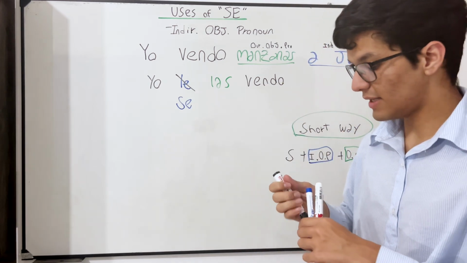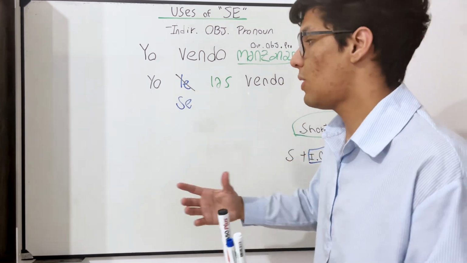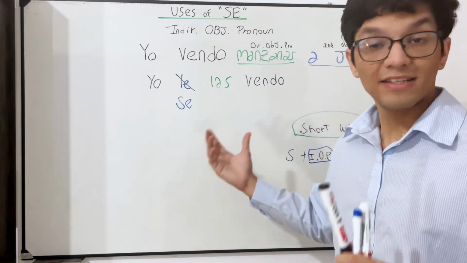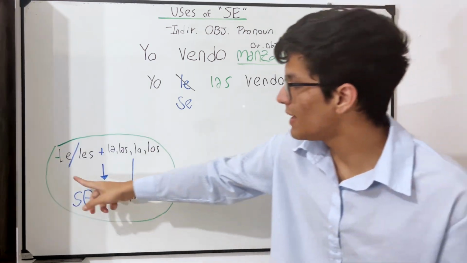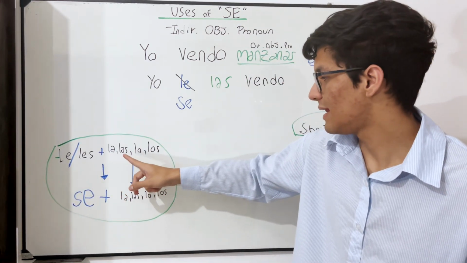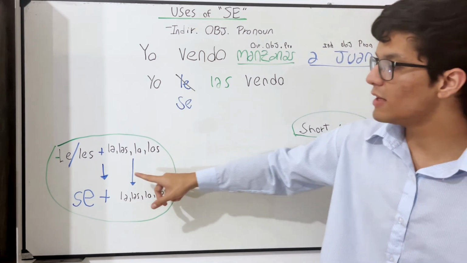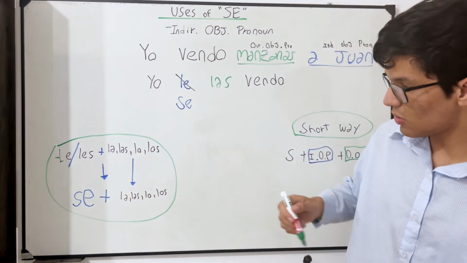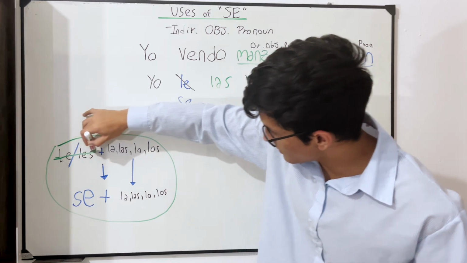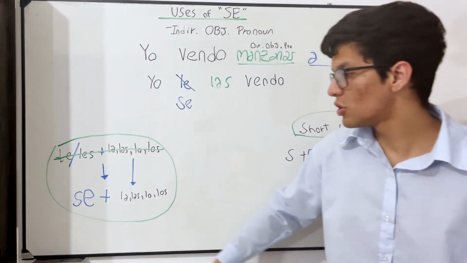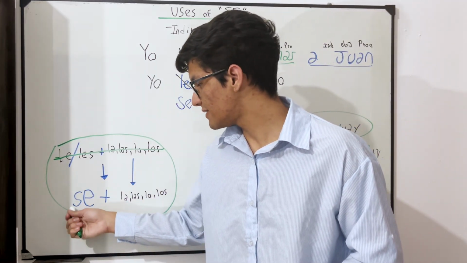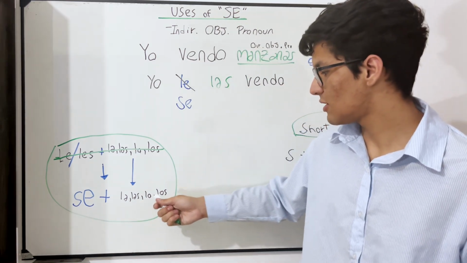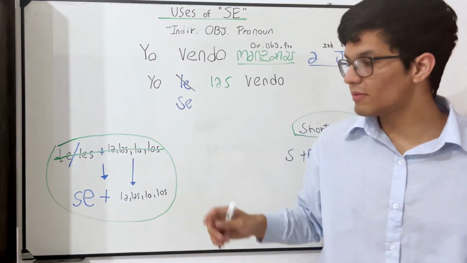So let me write it here, so now you can always apply this rule that I just taught you. Whenever we have le or les plus la, las, lo, or los, we cannot say this. Nope, it's incorrect. What we are going to say is se la, se las, se lo, se los. Okay, that's the right way.